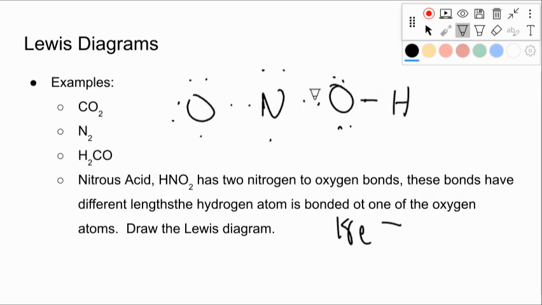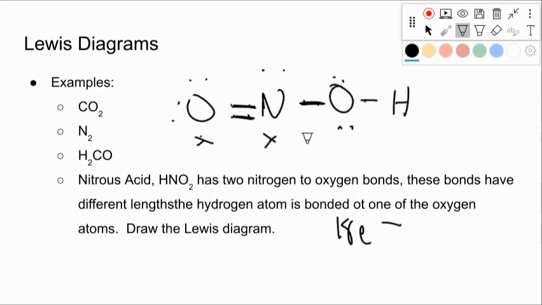When I do that, now I have 2, 4, 6, 8 around this oxygen. So this is going to have to be a single bond because you cannot have more than 8 around an oxygen. It is not an expanded octet. I have 2, 4, 6, 7 around nitrogen and 2, 4, 6, 7 around the other oxygen. So I'm going to move these 2 into here and make a double bond.